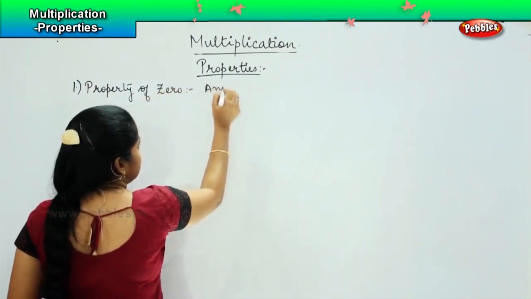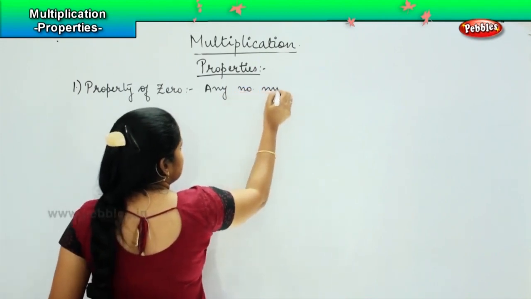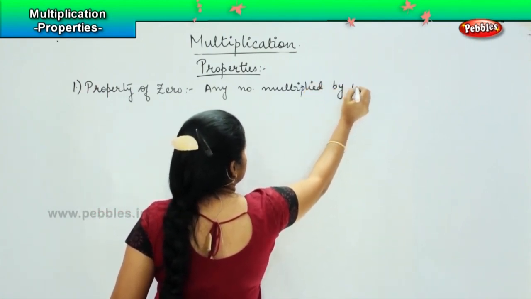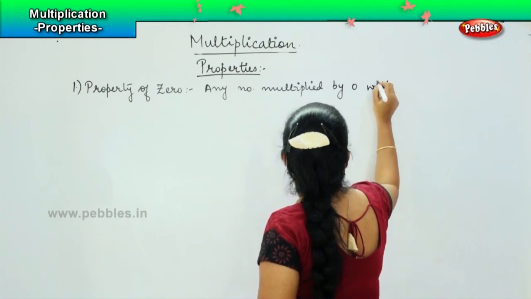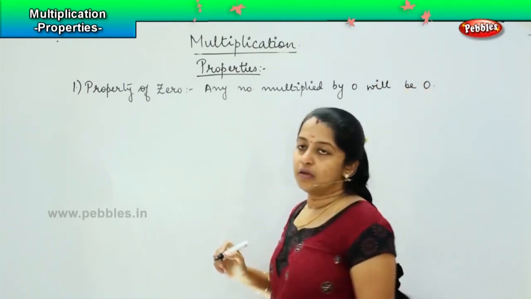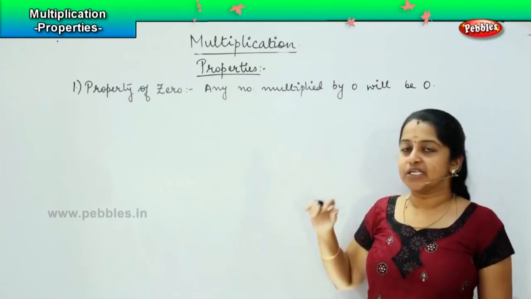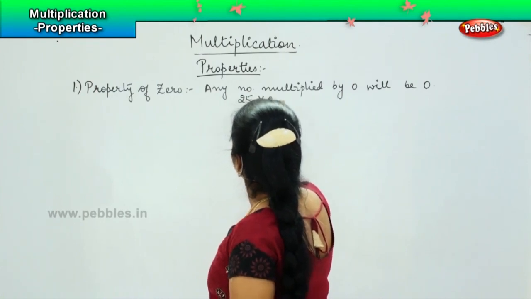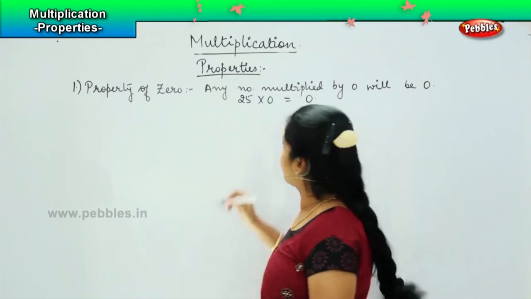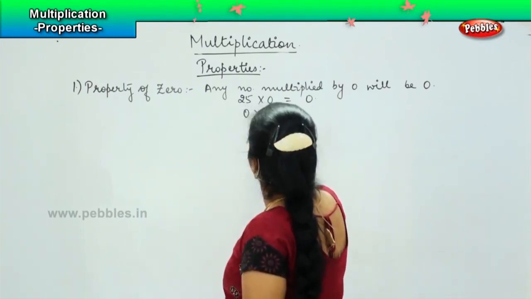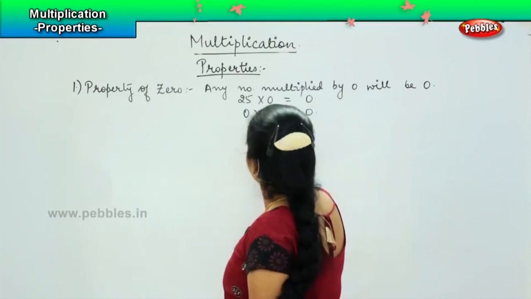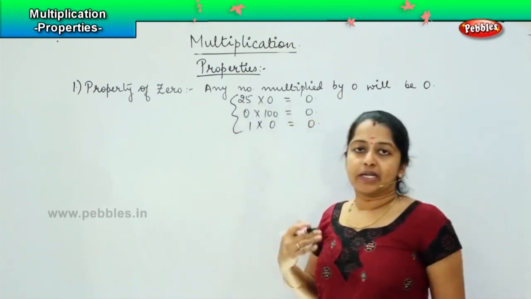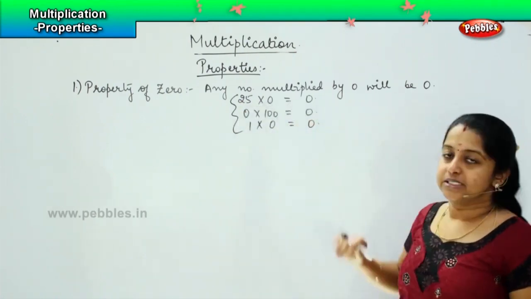Any number multiplied by 0 will be 0. So if I multiply any number with 0, my answer will be 0. For example, 25 into 0 will be 0. 0 into 100 will be 0. 1 into 0 will be 0. So any number which I multiply with 0 will give me 0.